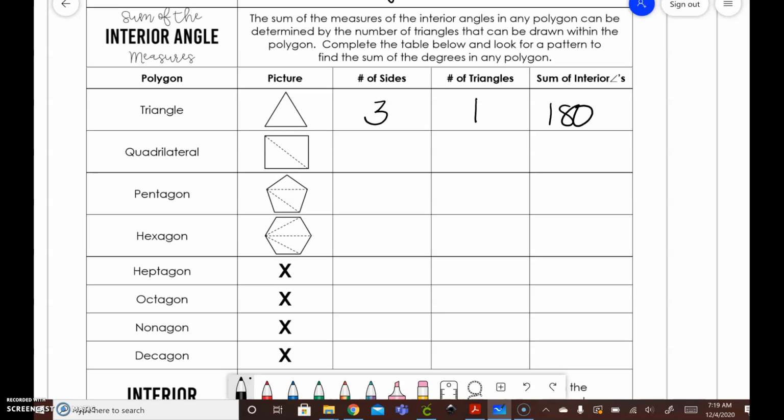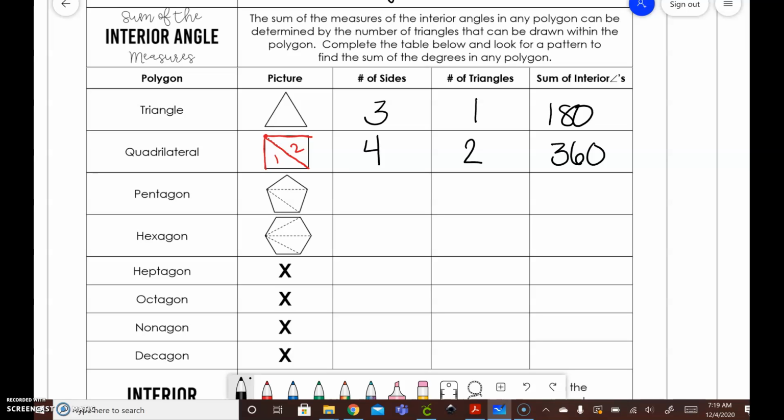So quadrilateral. If we draw a line from this vertex to every other vertex in this quadrilateral, we come up with 2 triangles. So there's 4 sides, there's 2 triangles. If we take 180 and add another 180 to it, the interior sum is going to be 360. So we did 2 times 180 and we got 360, okay?